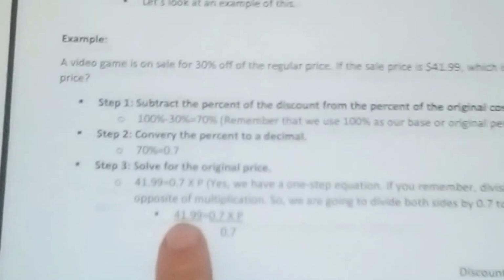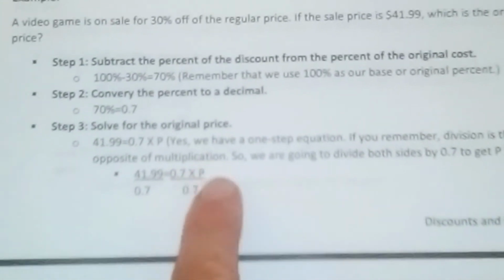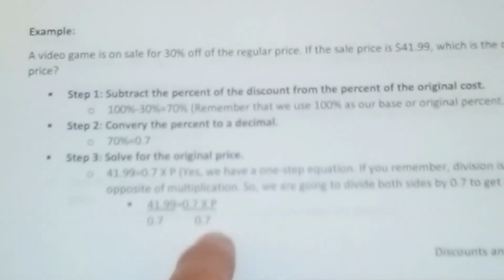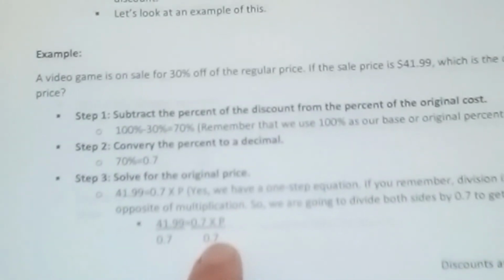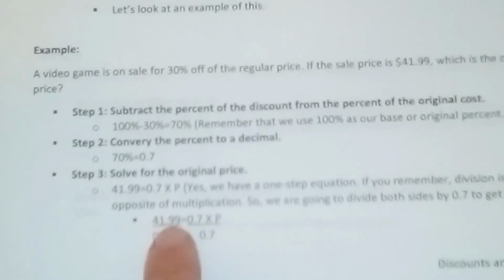So we have our problem, 41.99 equals 0.7 times P. So we divide both sides by 0.7. It cancels out on this side, so we have P by itself over here. Whatever we do to one side of the equal sign, we have to do to the other. So 41.99 divided by 0.7 gives us a value of $59.99. Remember that we round money to the nearest cent. So the original price of the video game was $59.99.